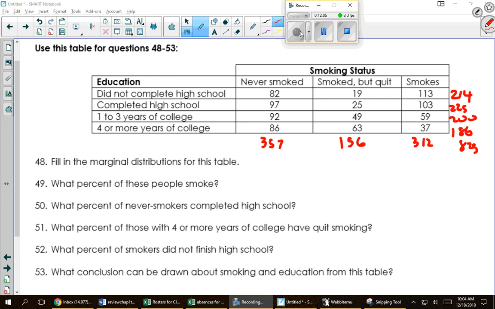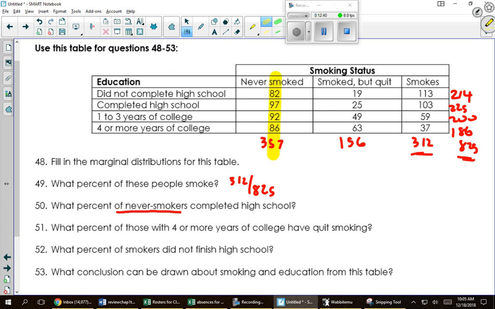Number 48 says fill in the marginal distributions. Those are just the distributions in the margin. That's what I've done first on that one. It says what percent of these people smoke. So the percent of people that smoke is going to be 312 out of 825, whatever percent that is. The next one's where things start getting interesting. It says what percent of never smokers. So all I want to focus on right now is the never smokers. The never smokers are right here. Focused only on those people.